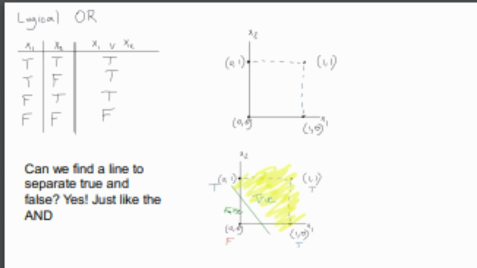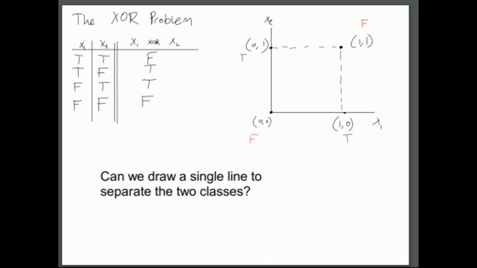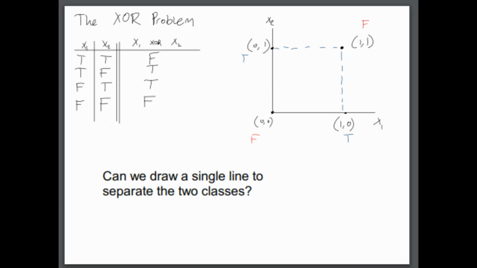But there is a tricky problem with the XOR problem. The XOR problem is exclusive, so it's weird. So you can only have one or the other. A lot of times that's how we think of it in English too. Only x1 or x2 can be true, and the other has to be false. So again, you can see the truth table here. We also have that same graph, and we see what's true and what's false. And can we draw a single line to separate the two classes?